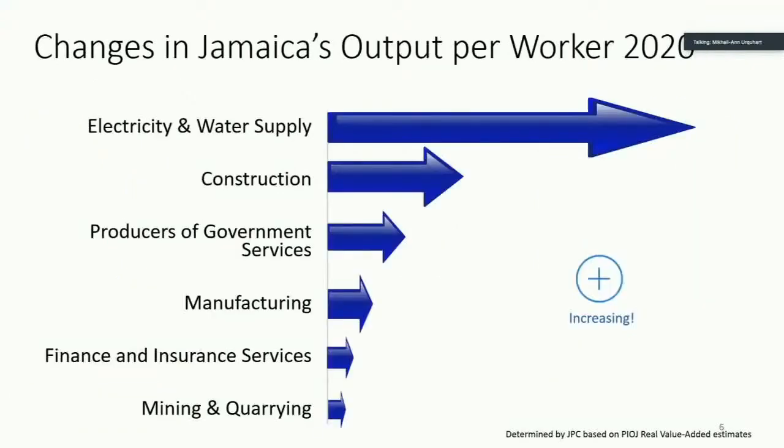However, there were some industries that had experienced an increase in output per worker for the year, such as electricity and water supply, as well as finance and insurance services. What this indicates really is that these industries, despite the limitations in the movement of labor for the period, were probably able to adjust to the impacts of the pandemic through the use of different management techniques or through the use of more technology.